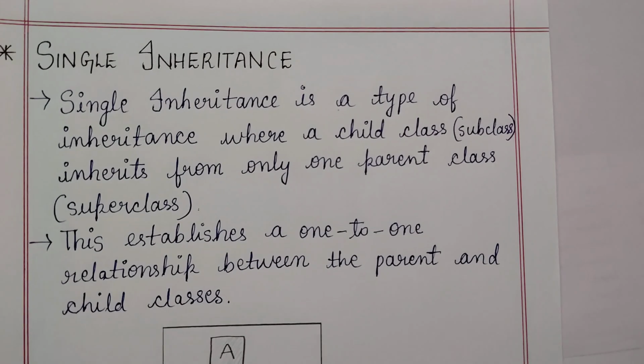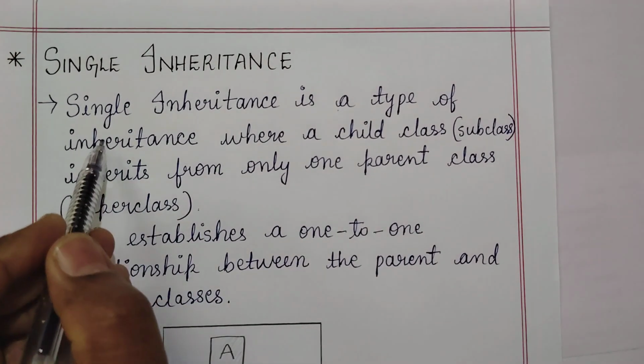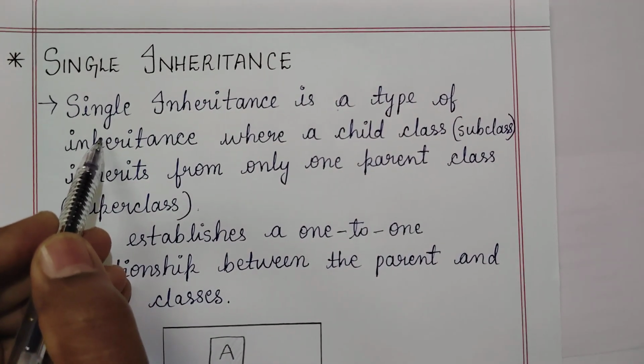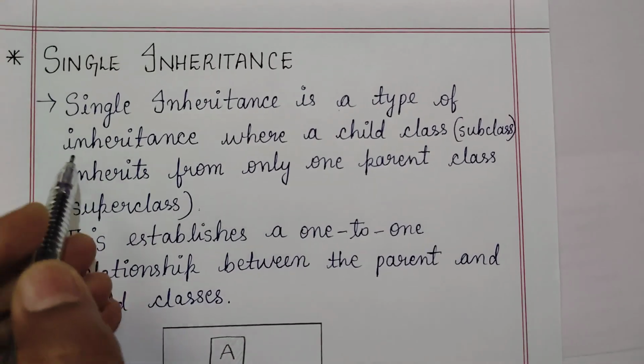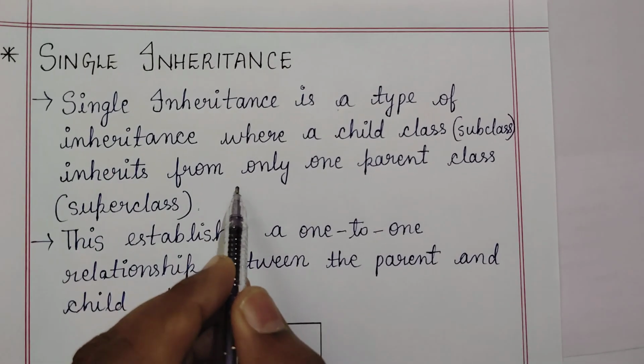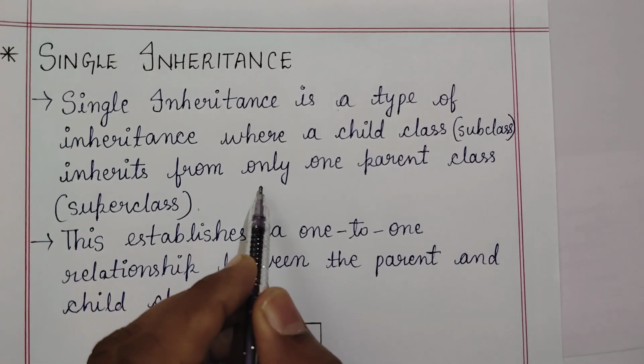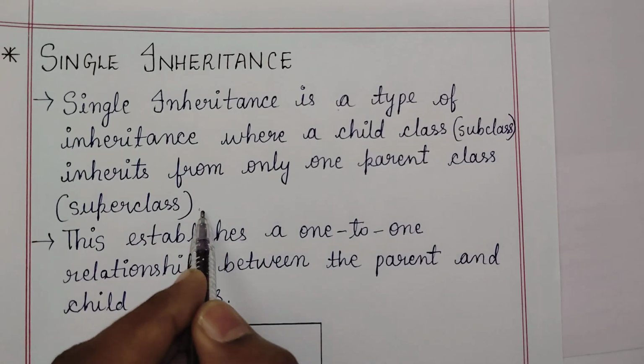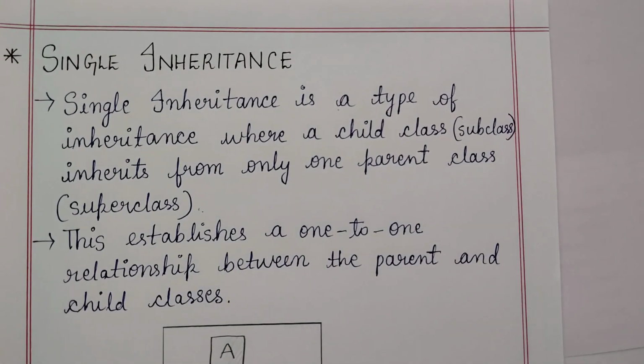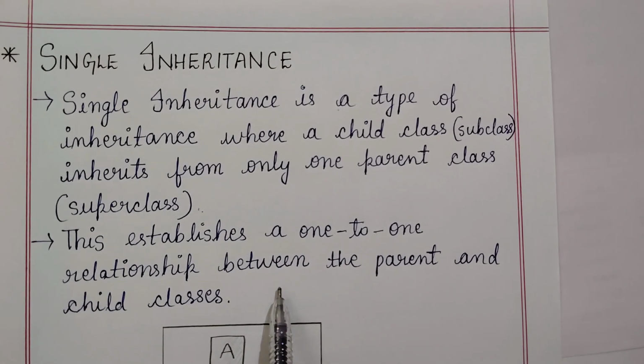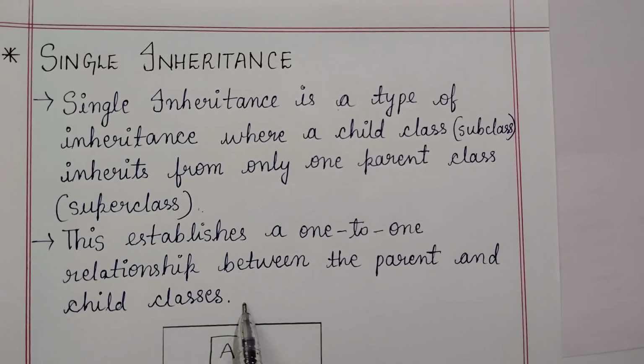In this session, we are going to study single inheritance in object-oriented programming. Single inheritance is a type of inheritance where a child class or subclass inherits from only one parent class, that is known as superclass. Here, in single inheritance, a one-to-one relationship is established between the parent and the child classes.